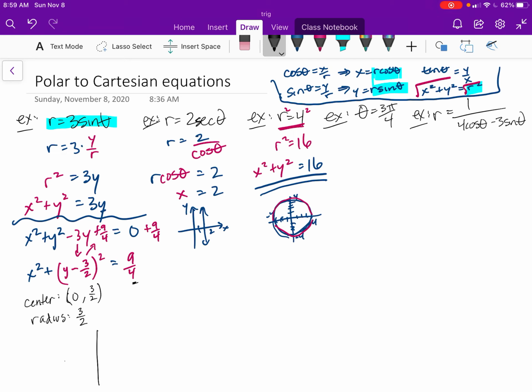So we have a center, if this is 1 and this is 2, here, 1.5. And the radius is 1.5, so I need to go up a little bit more. Okay, and so it should hit down here, over 1.5, back 1.5, up 1.5. Again, not perfect, rough sketch. So it is in fact a circle.